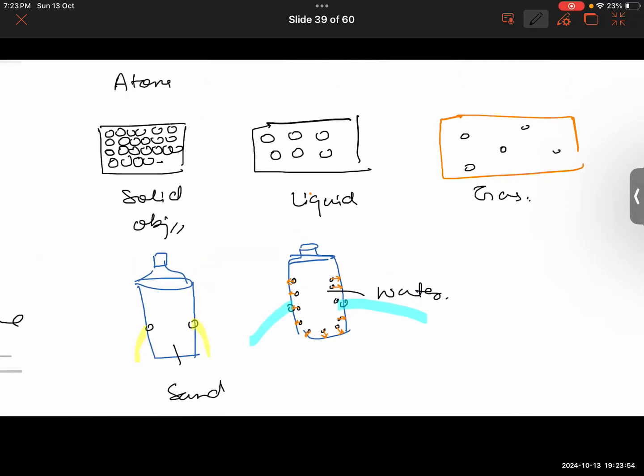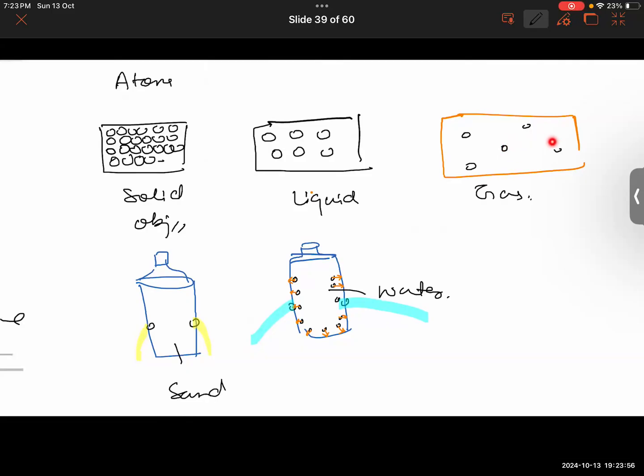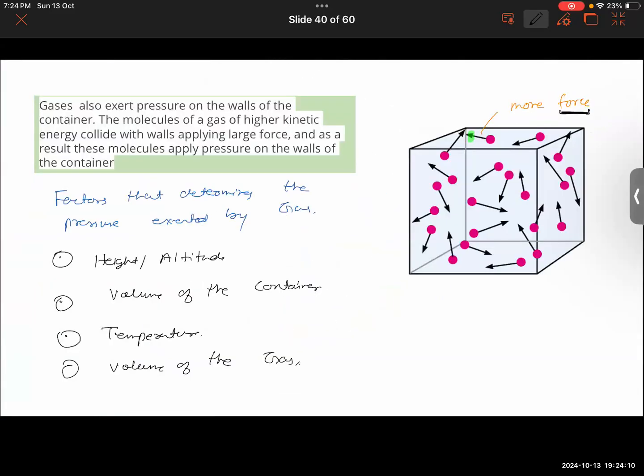Similar to that, the particles of gases are also in motion. If they are stored in a container, they will be hitting the walls of the container with some force, and thereby they will be generating pressure. That is the concept of pressure in a gas. Gases also exert pressure on the walls of the container, and molecules of the gas have a higher amount of energy. Energy due to motion is called kinetic energy. If something is moving, it possesses kinetic energy. So they have more kinetic energy, and they will be applying more force on the walls of the container. That is one thing.